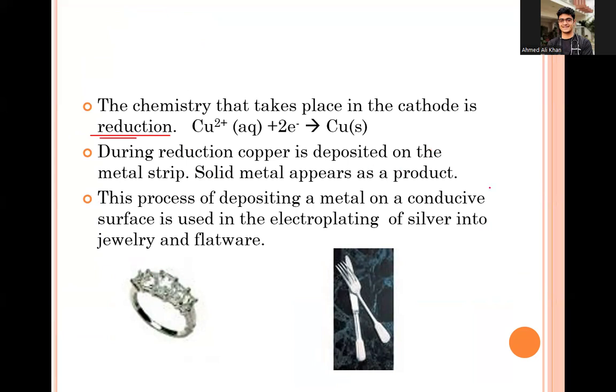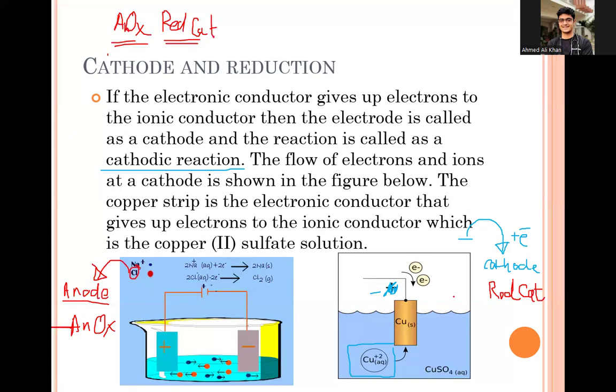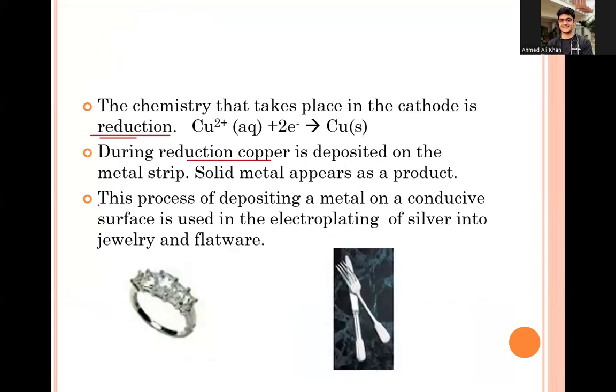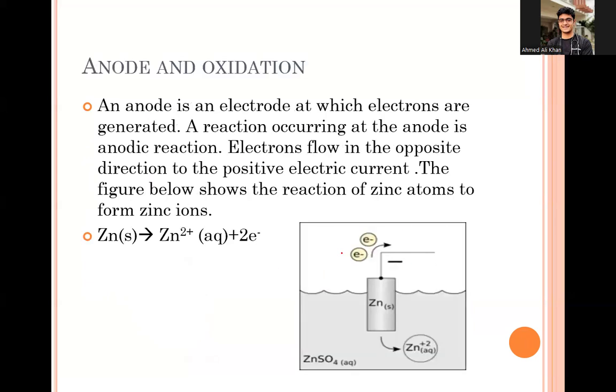And solid metal appears as a product, right? We'll talk about this in a moment. Okay, what does this mean? The process of depositing a metal on a conductive surface is used in electroplating of silver in jewelry and flatwares. That's a practical application of electrolysis. We'll go over this in more detail in later lectures.